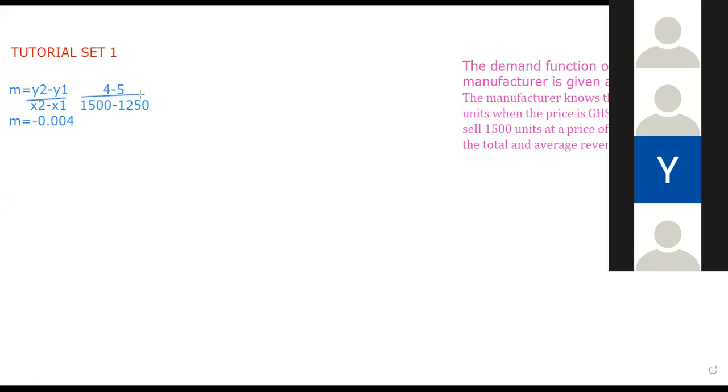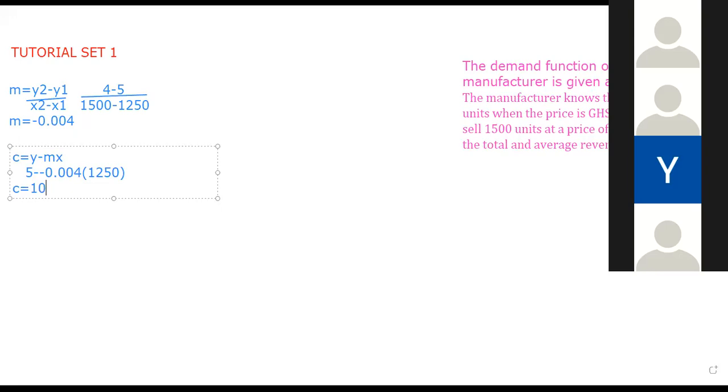Then once we have found M, we'll now find the C. Using this formula, I know that C is equal to Y minus MX. So what is our Y? Let's choose Y1. Y1 is 5 minus M, which is -0.004 into bracket X1, 1250. So what do you get? You get 10. So that is our C.